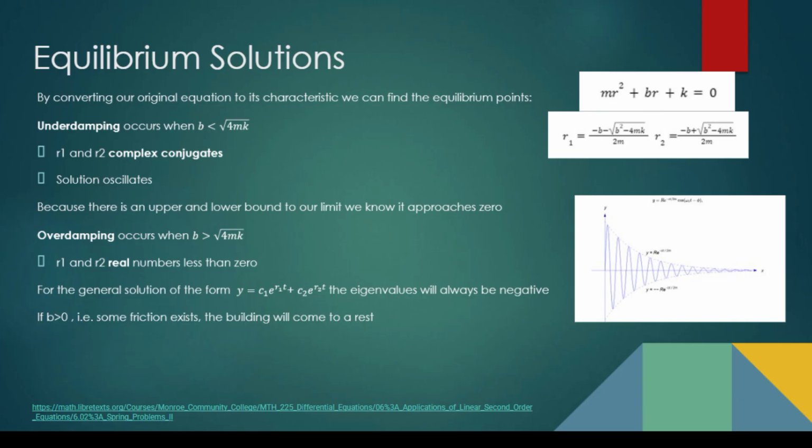So in conclusion, if B is greater than 0, i.e. some friction exists, the building will come to rest. Just like a spring would, as long as there's some friction, it will either oscillate or just come directly back to its starting position.